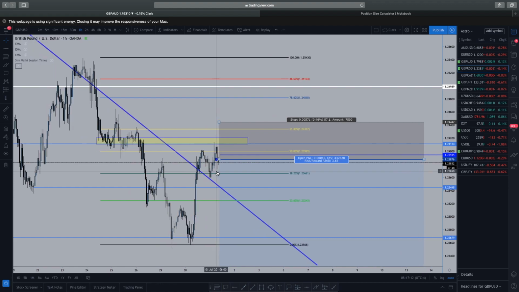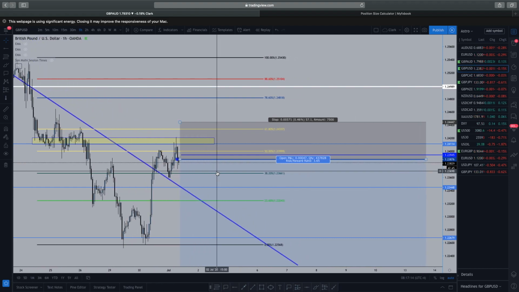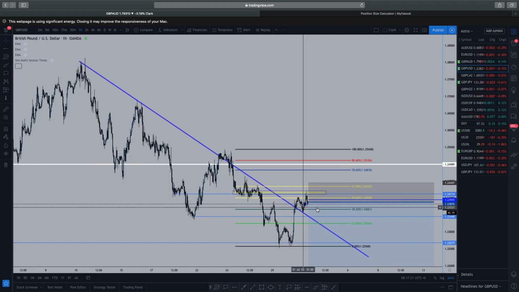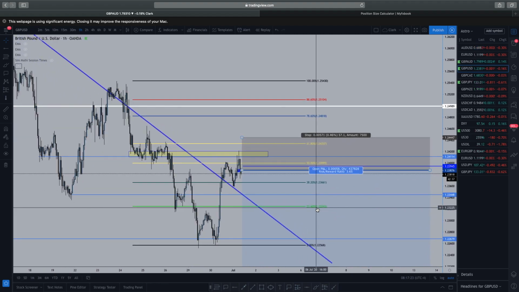So I'm actually going to enter a trade right now on this pair. But yeah, so that's going to be it for this video. Okay, just wanted to show you how to properly use the Fibonacci.